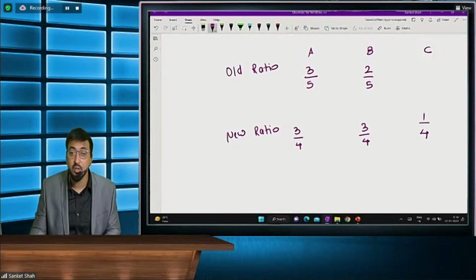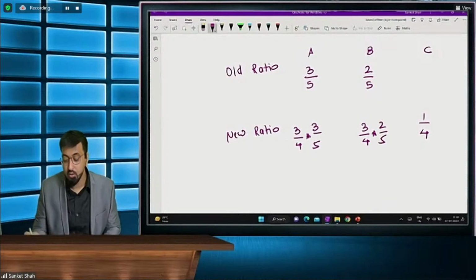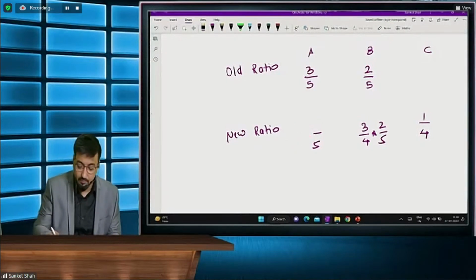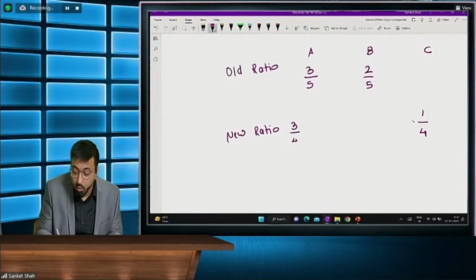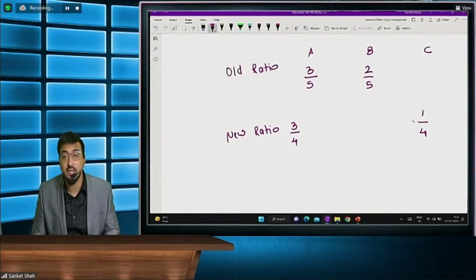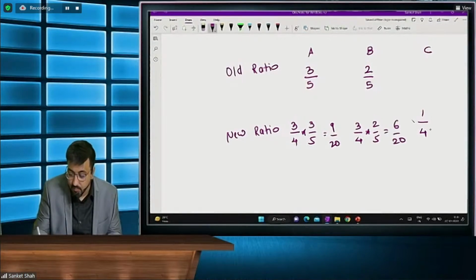And that 3/4 we will divide in the old ratio if nothing is given, so 3:2. Once again, C gets 1/4. So what is remaining? Out of 4, 1 is given to C, so 3 is remaining. Both of them divide it in the old ratio. So this is 9/20, this is 6/20, and this is 5/20.